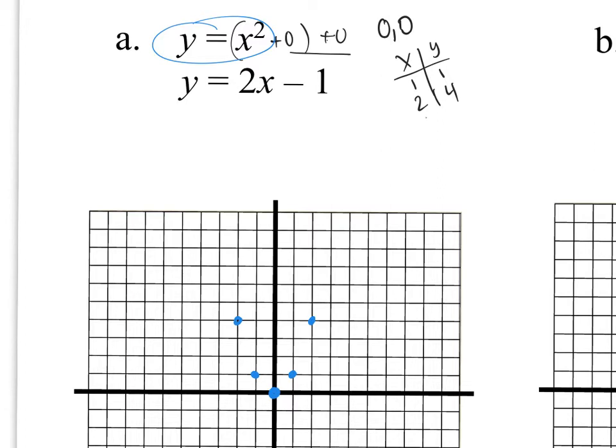If you want, you could even plug in a 3. Well, what's 3 squared? It's just 9, so over 3, up 9. 9 is right there, which means it's right here. Okay, so there's my parabola. I'm going to connect this as best I can with my blue points in a curved kind of fashion. Something like that, and then maybe like that. Okay, now let's go ahead and graph this line.